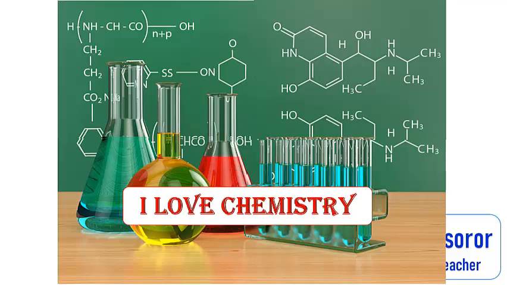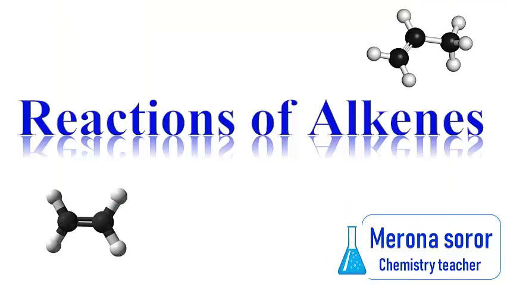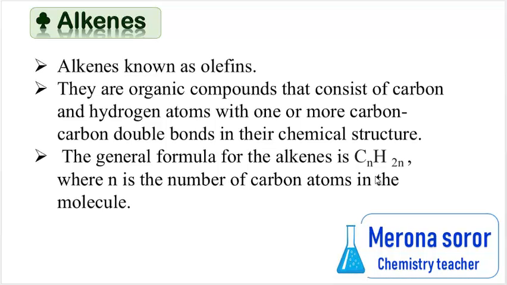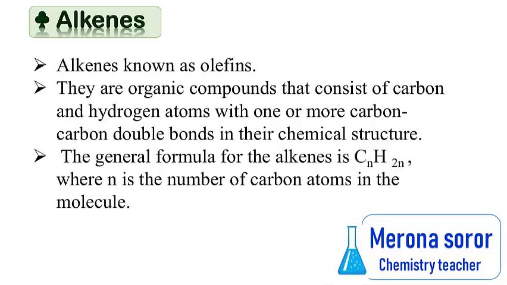Miro Nasroor, chemistry teacher. Our topic today, reactions of alkenes. Alkenes, known as olefins, are organic compounds that consist of carbon and hydrogen atoms with one or more carbon-carbon double bonds in their chemical structure. The general formula for the alkenes is CnH2n, where n is the number of carbon atoms in the molecule.